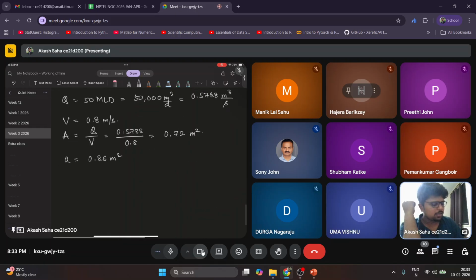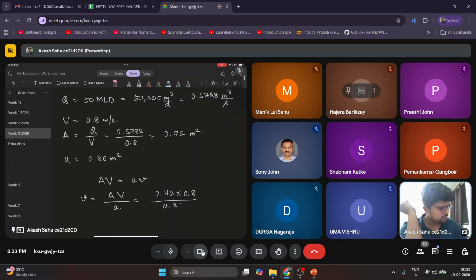As I told you, the discharge will be constant. So A into V will be equal to a into v. So this is constant. So I can write small v will be equal to capital A into V by small a. That is 0.72 into 0.8 divided by 0.86. So this will be 0.67 meters per second.